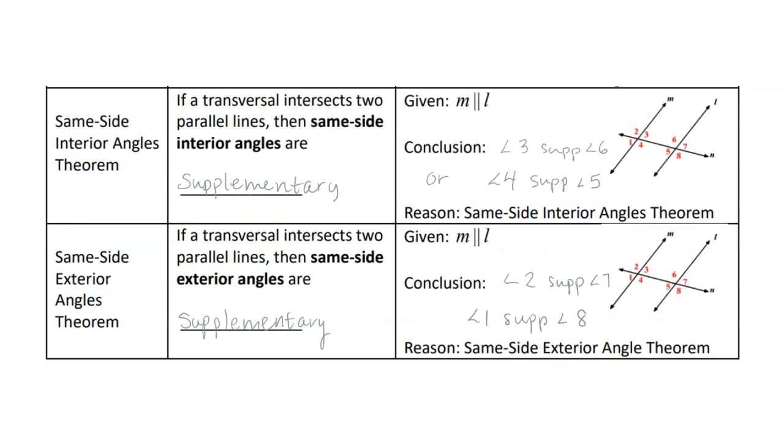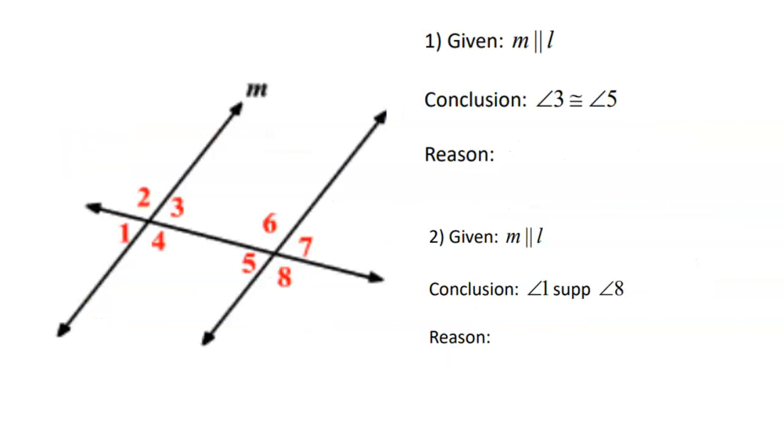Same side interior angles and same side exterior angles are going to be supplementary, so our conclusion will be that we have supplementary angles. All right, so this is one to try. We're going to look for the reason on these two theorems.